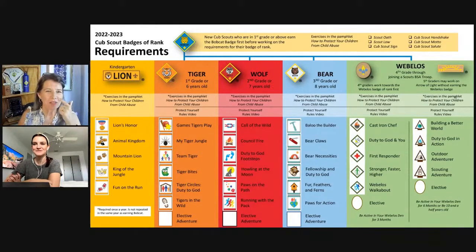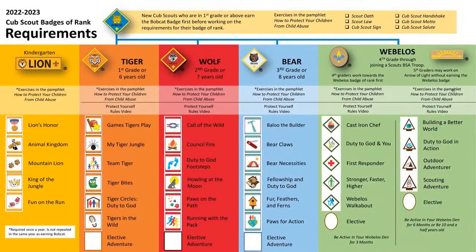So if you're a Lion den leader, there are important things to know. And I've put my glasses on for this one because this is little print for me. So under the Lion, you notice there's a little asterisk, and it says exercises are in the pamphlet How to Protect Your Children from Child Abuse. And that happens as the very first thing for each year, except the year that you do Bobcat. Now, Lions don't do Bobcat.